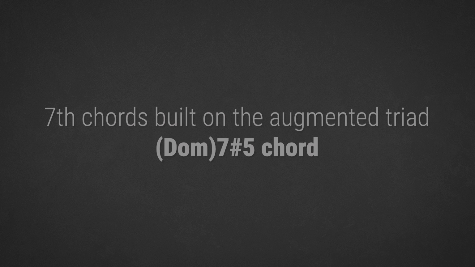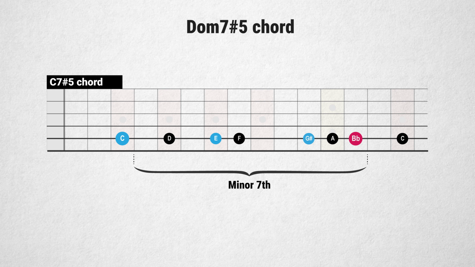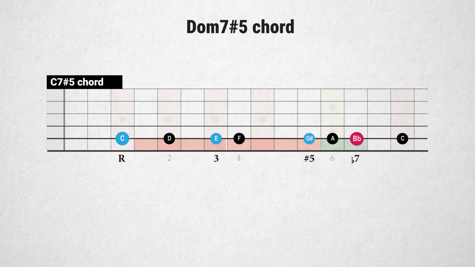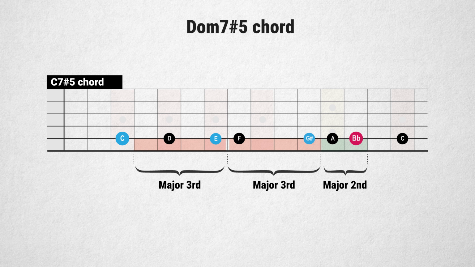Now we can also add the minor 7th to the augmented triad to create a dominant 7♯5 chord. It contains the root, the major third, the augmented 5th and the minor 7th degree. It is the result of stacking 2 major thirds and a major 2nd.